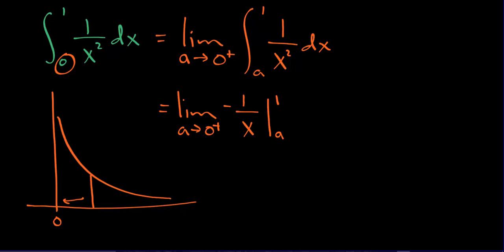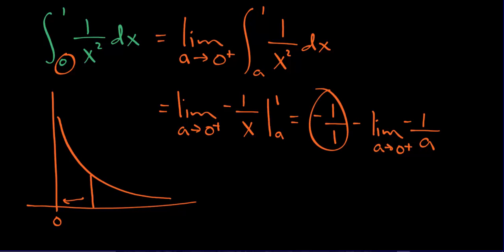Now I just plug in. So here we go. I've got negative 1 over 1 minus the limit as a goes to 0 from the right of negative 1 over a. Now, this first part, well, that's easy for us to evaluate. But the second part, right? As a goes to 0, so a is getting smaller and smaller and smaller. You've got 1 over this increasingly small number. So this is going to infinity. This is blowing up. So we say, okay, this thing diverges.